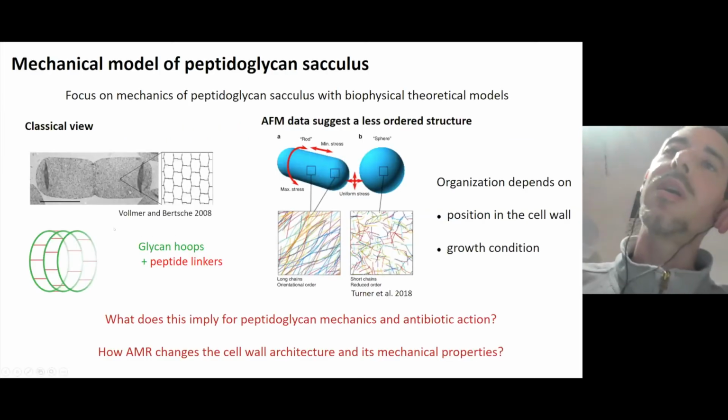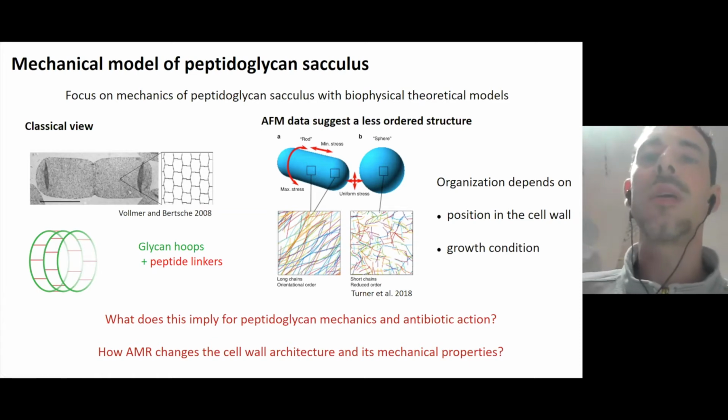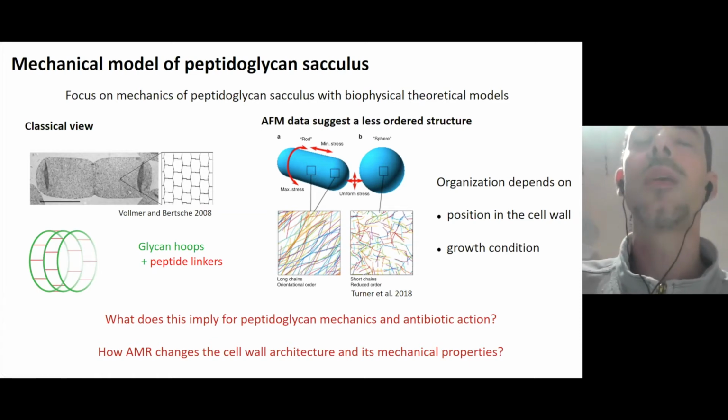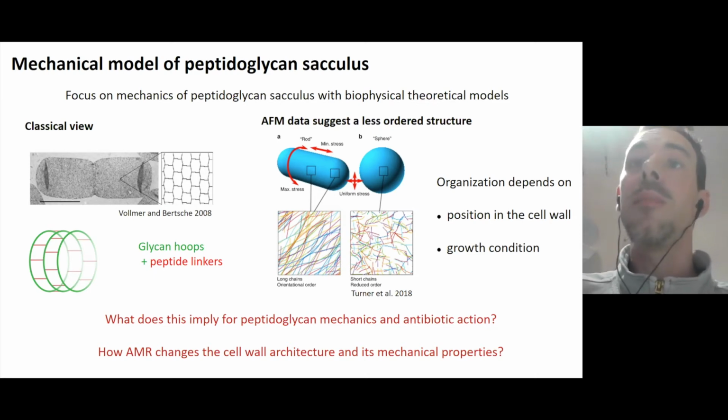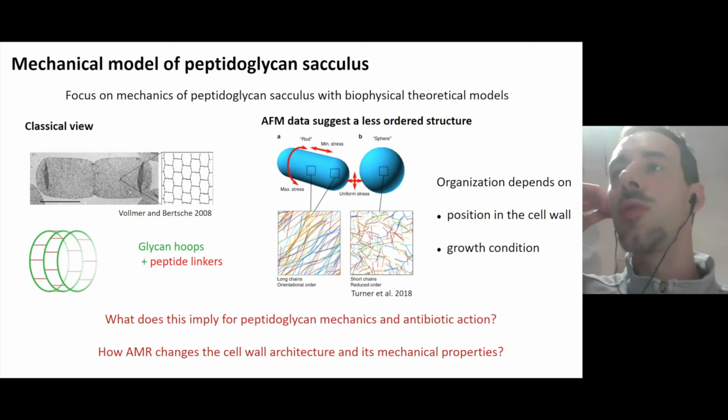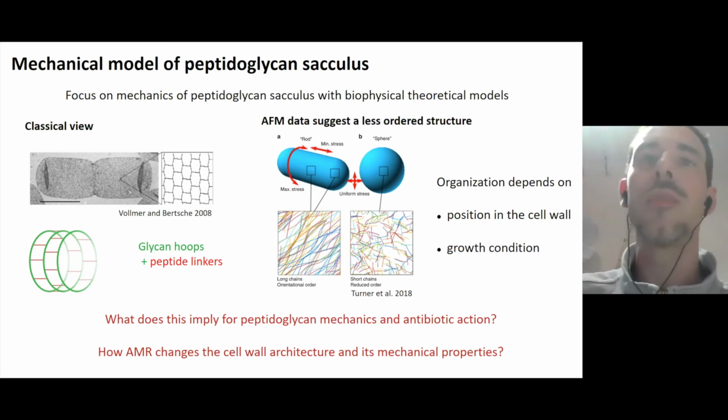Okay, thank you, Abby. As we said already, we are also working on modeling, and here I'm going to present a preliminary result of this mechanical model of the VPG sacculus. Why are we doing this model, since there are other models already present in the literature?